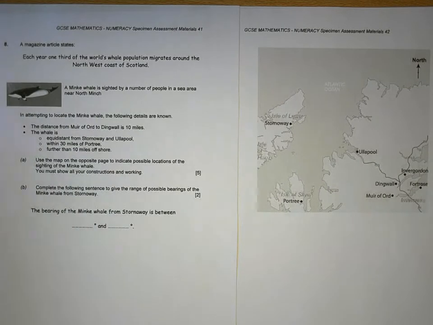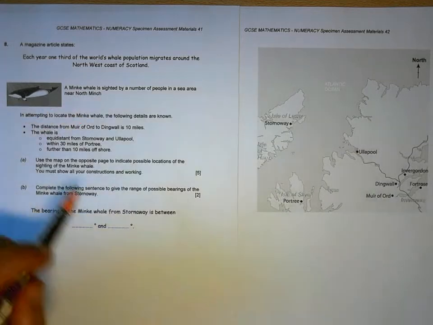So let's take a look at what information we're given here. The magazine article states each year 1/3 of the world's whale population migrates around the northwest coast of Scotland. A minke whale is sighted by a number of people in the sea area near North Minch. In attempting to locate the minke whale, the following details are known.